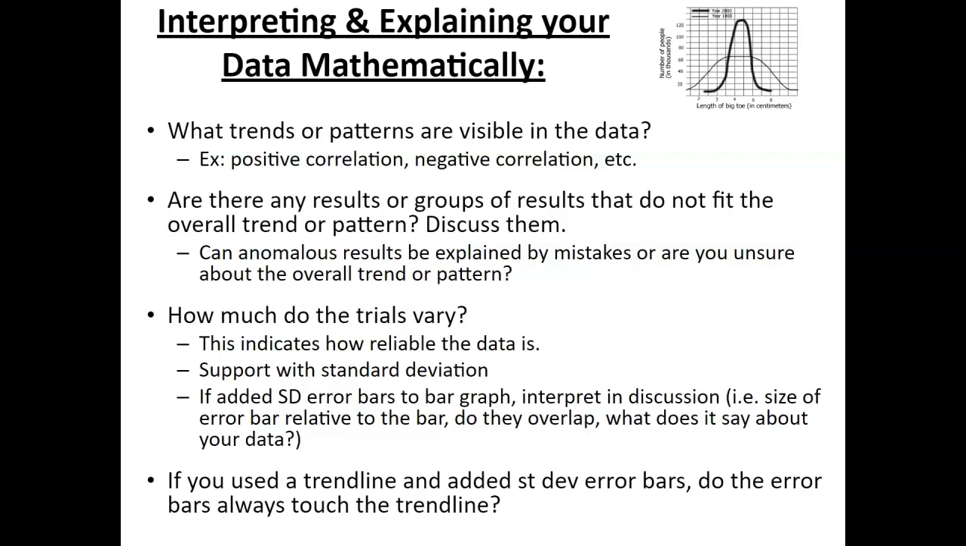If you used a trend line and standard deviation error bars, then do the error bars touch the trend line? And if they do, what does that mean? If they don't, what does that mean? We don't do this a lot in bio. Most of the time when we put error bars on a graph, it's on a bar graph, but there are circumstances where you would put an error bar on a scatter plot, for example, and then how you view that information would be slightly different.